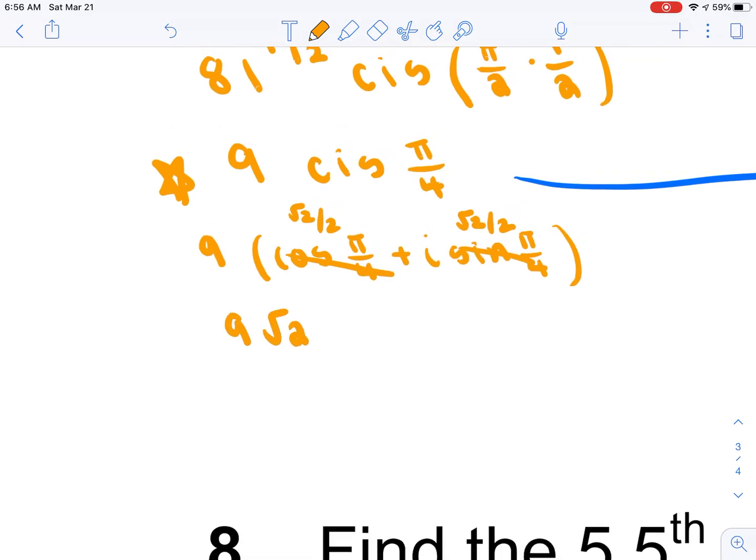Oh. 9 root 2 over 2 plus 9 root 2 over 2 i.